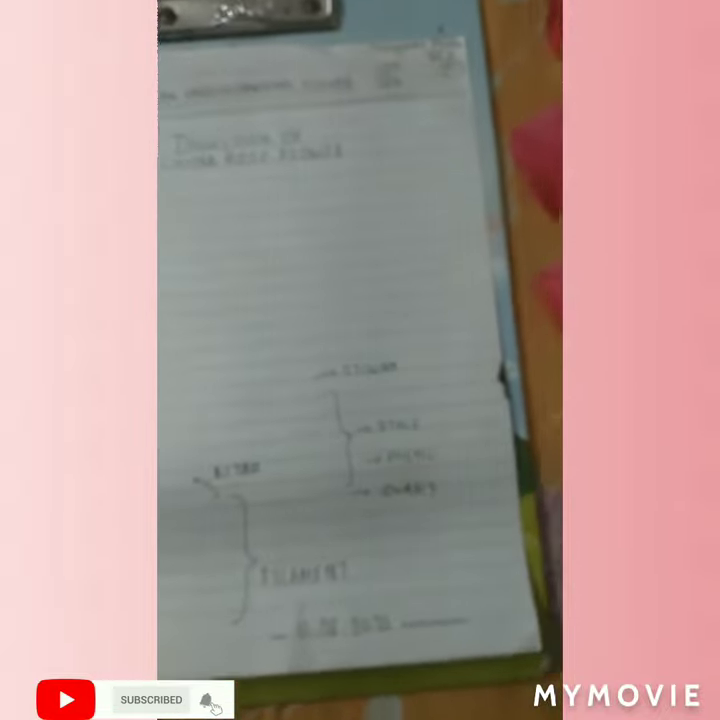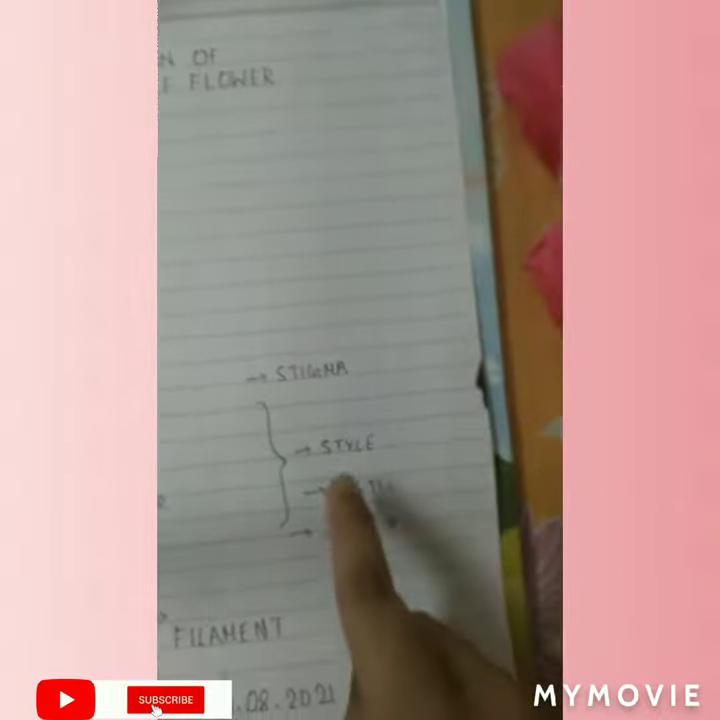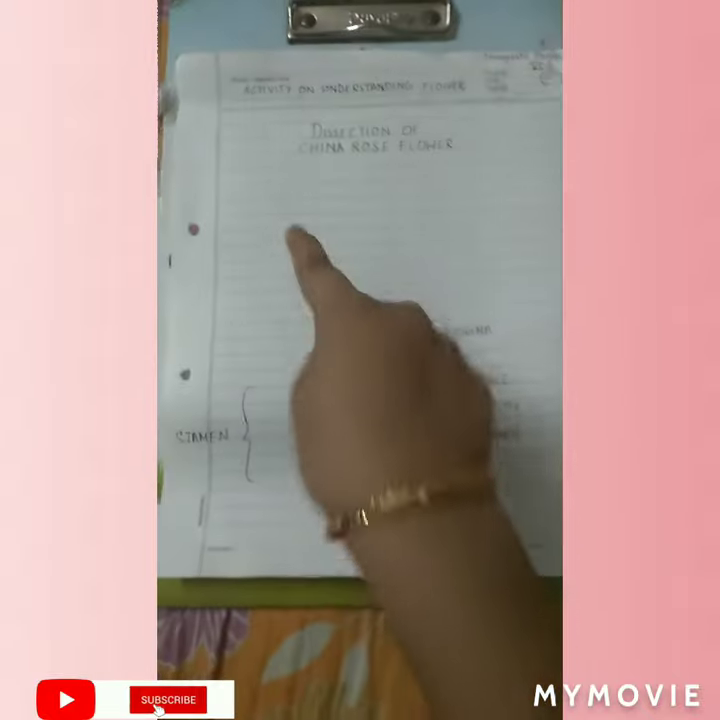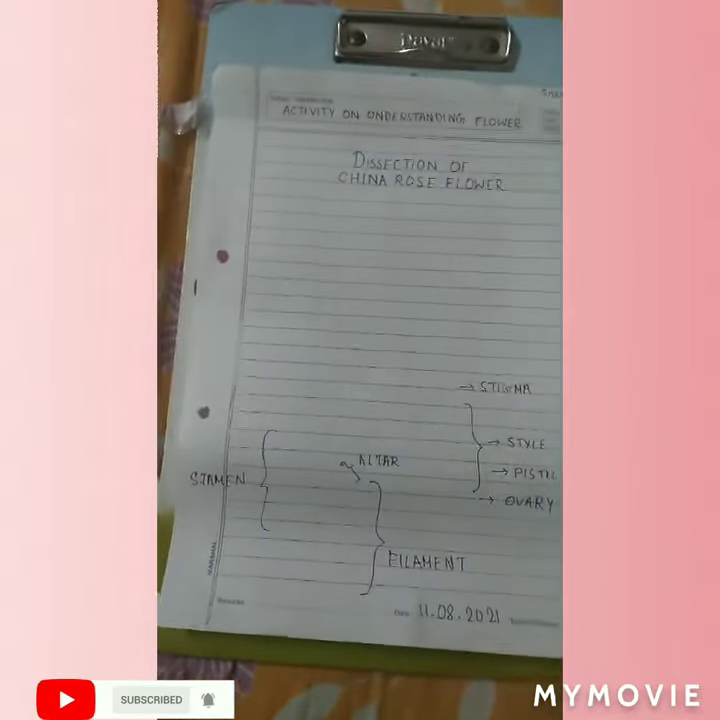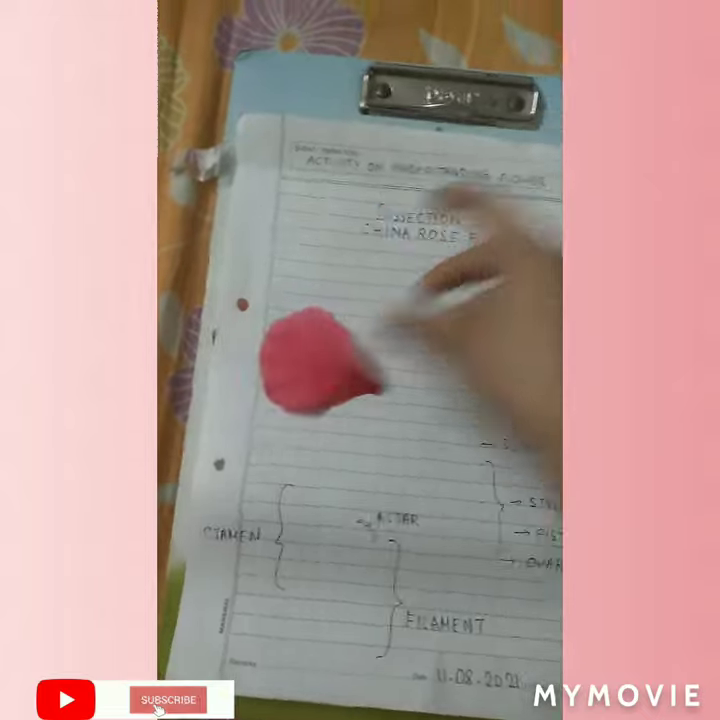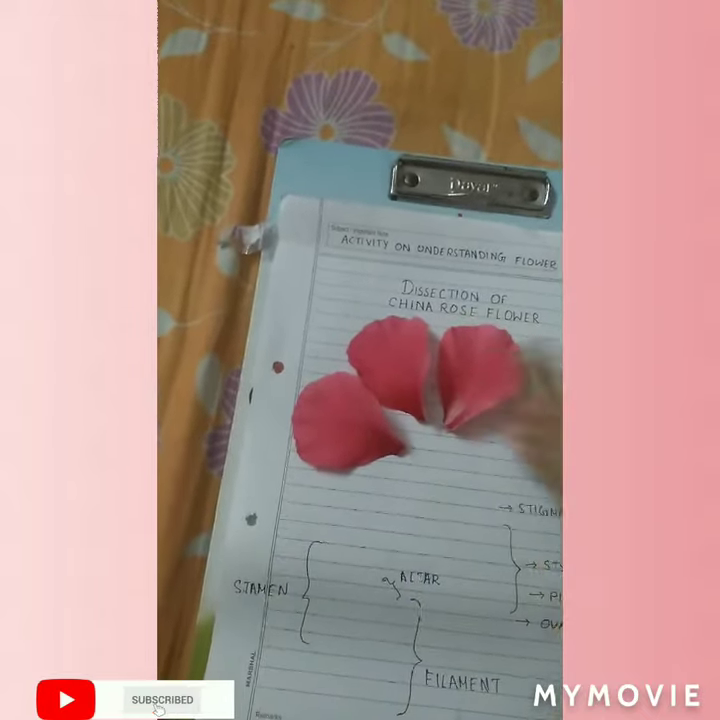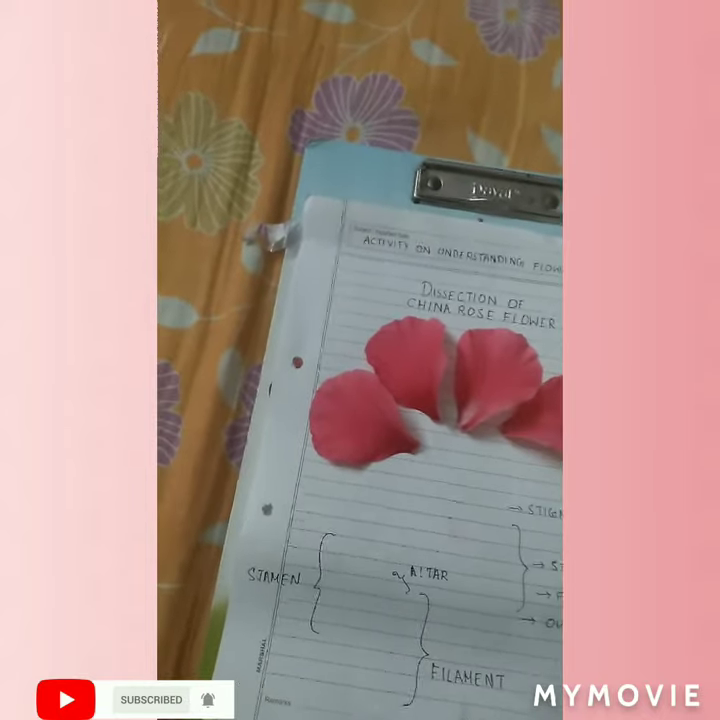The stigma, see I have written the stigma, style, pistil, ovary, filament, anther, stamen. So through this activity, you can all learn and understand the different parts of a flower, especially the China rose flower. So let's start. First, in this upper part, we are going to keep the petals one by one, so that we can make an overall design, so that it could make a good look.